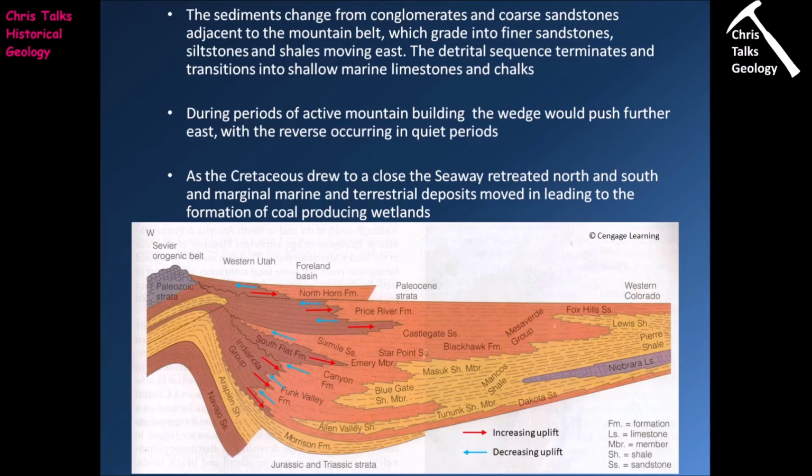And then eventually the sea will continue to retreat even further, and then these coal swamps will be replaced by terrestrial environments, and we'll return back to our very hot, dry desert system, which are cut by large, persistent rivers.